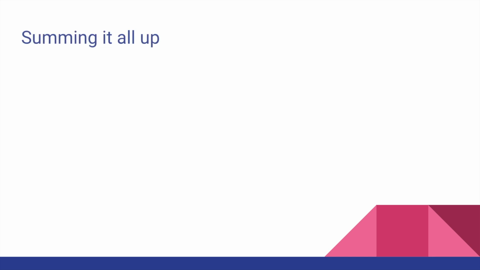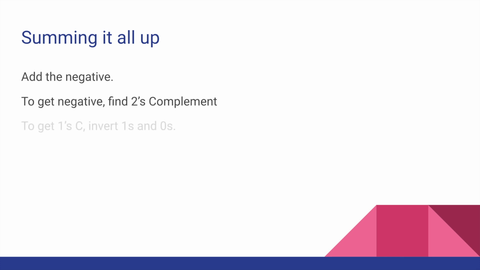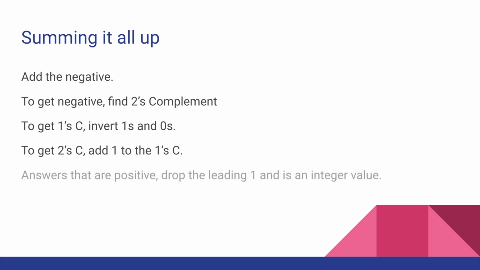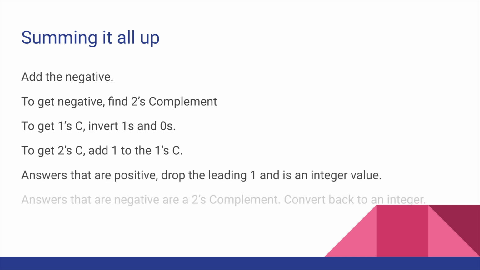But here we go, summing it all up. We don't subtract, we add negatives. To get a negative number, you find its 2's complement. To get a 1's complement, invert 1's and 0's. To get a 2's complement, add 1 to the 1's complement. Answers that are positive, drop the leading 1, there's an integer value. Answers that are negative are 2's complements, convert it back to an integer. And we do this specifically in software design so that we can do the next step, which is binary division, which will be the subject of the next video.